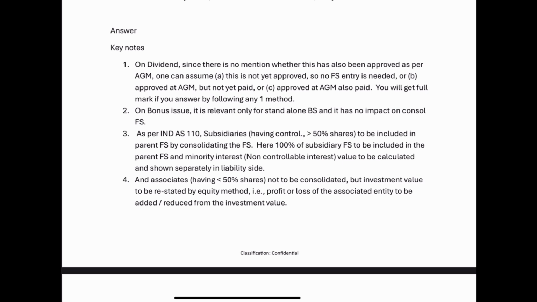Okay, so that's one important thing. And second, on the bonus issue, generally the bonus issue will be relevant for the standalone balance sheet. So at the consolidated balance sheet, this will not have any impact, because the income of one entity will be the expense of another entity. So at consolidated level, this will not make any impact. So no need to consider the bonus issue in the consolidated financial statement. However, this would be more relevant when you prepare the standalone balance sheet, but we are not going to discuss that for today's class. So today we are focusing only on the consolidated financial statement.